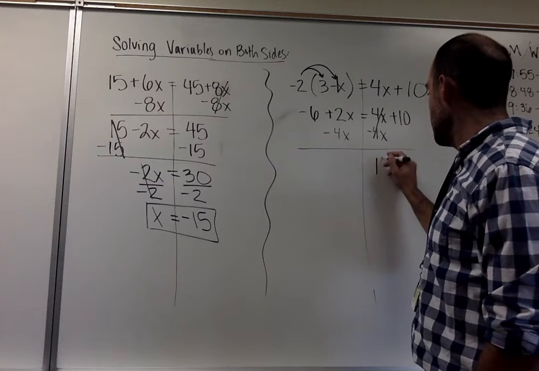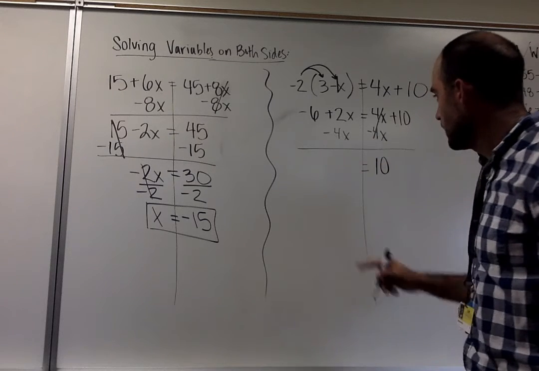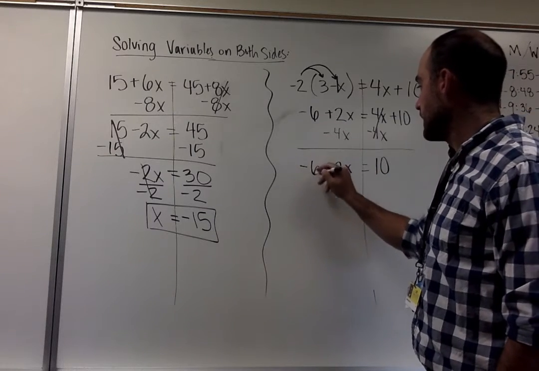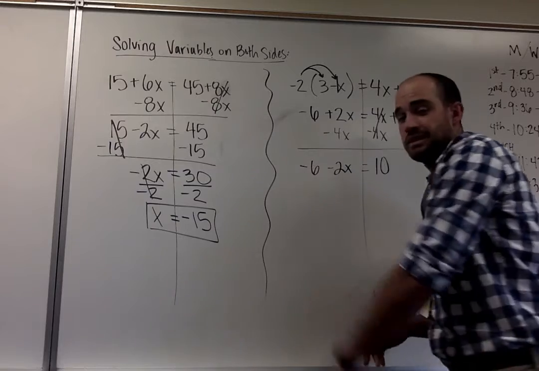I bring down my 10. It's positive, so it stays positive 10. 2 minus 4 is negative 2x. Here I bring down my negative 6. Again, I didn't do anything with this. The sign stayed with it. We're okay.